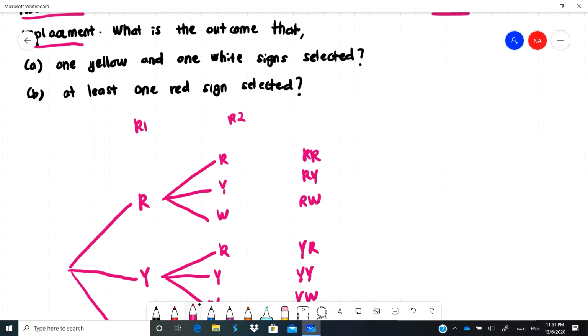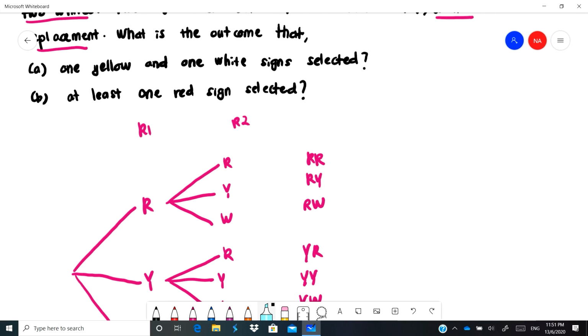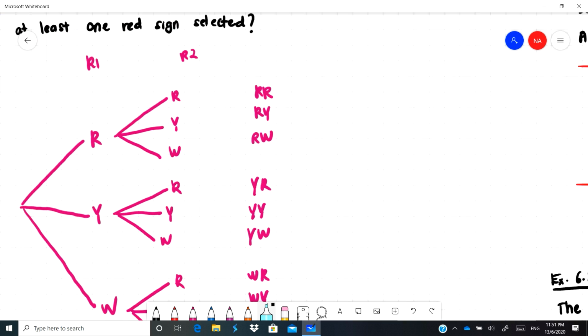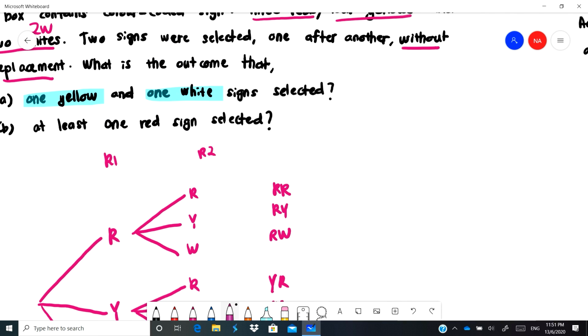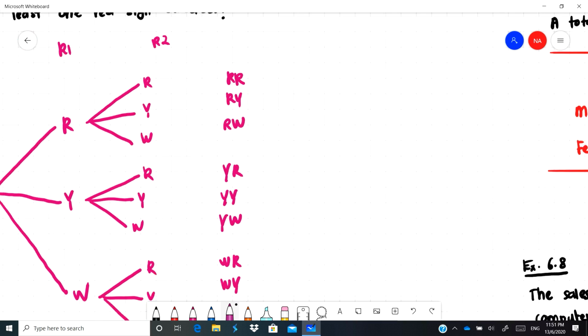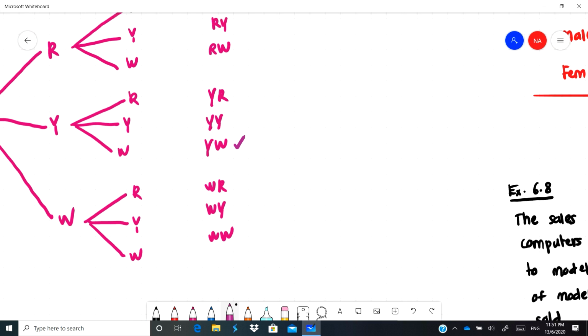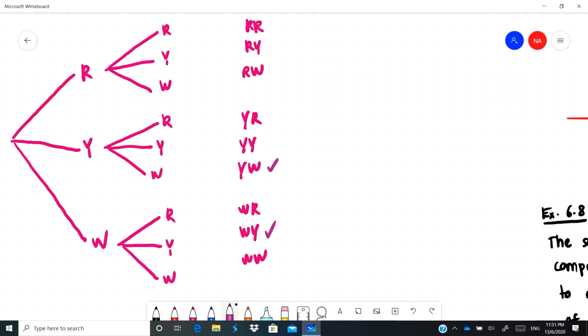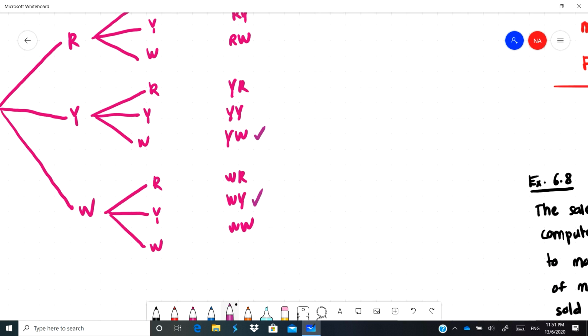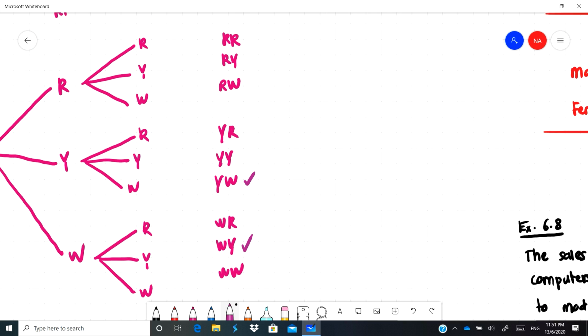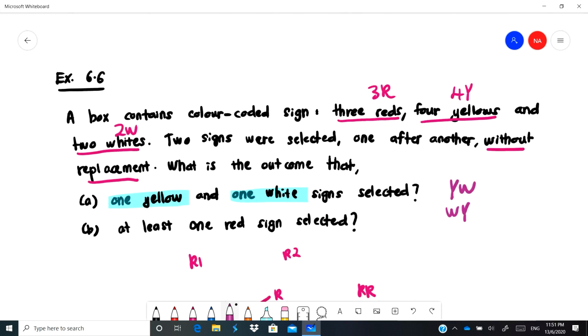What is the outcome of getting 1 yellow and 1 white? We want yellow white or white yellow. You can find any of these. Yellow white and white yellow. These are the outcomes. If you want to calculate the probability, it will be 2 over 9.